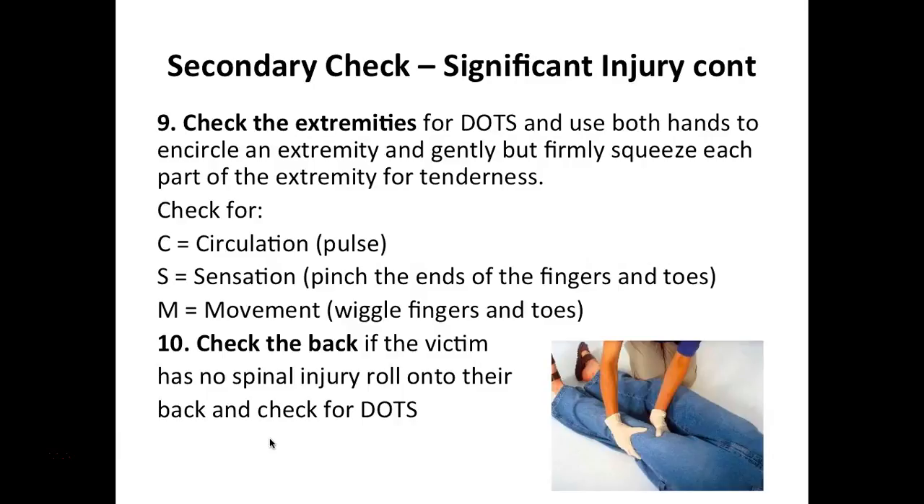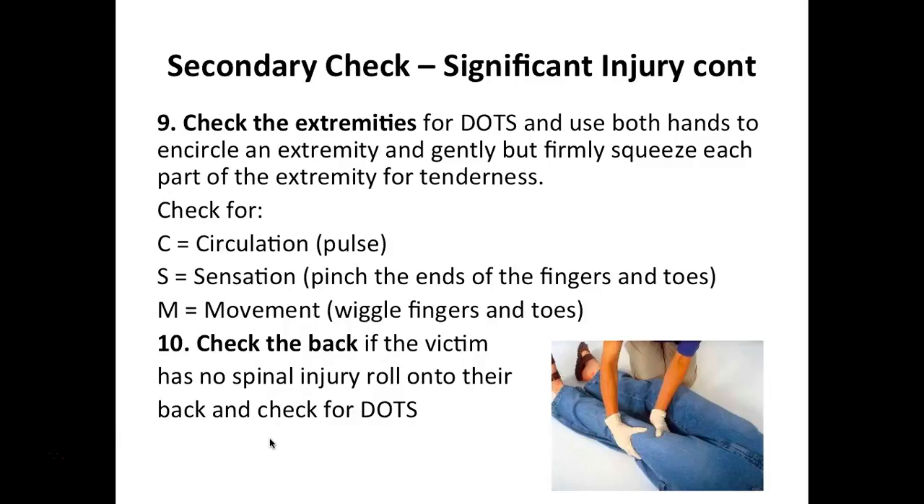You're also going to check their extremities for the same thing, hands and legs. Using both hands, encircle an extremity and gently but firmly squeeze each part of the extremity for tenderness. During this check, you might also check for what we call CSM: circulation, sensation, movement. Pinch the fingers. Can they feel it if you pinch their fingers or their toes? And then movement. Can they wiggle their fingers or toes?